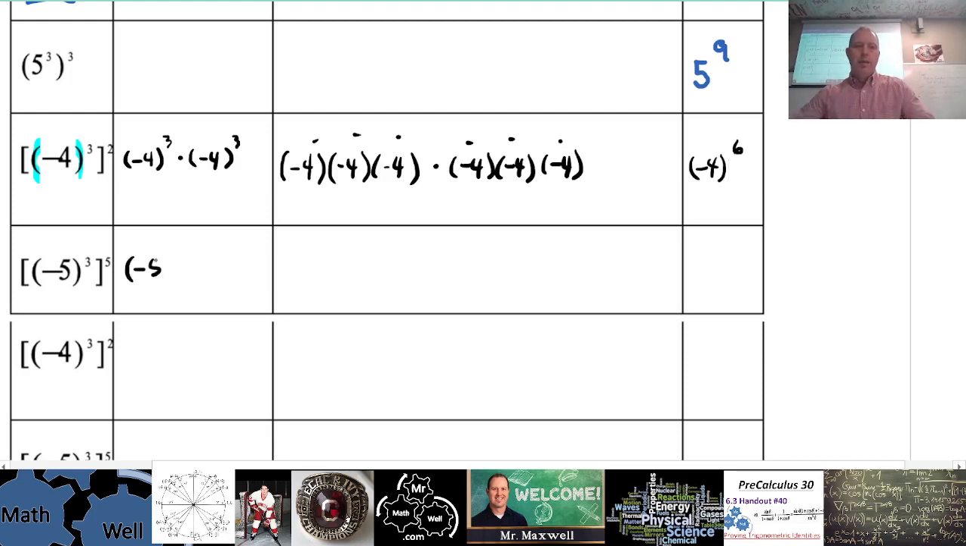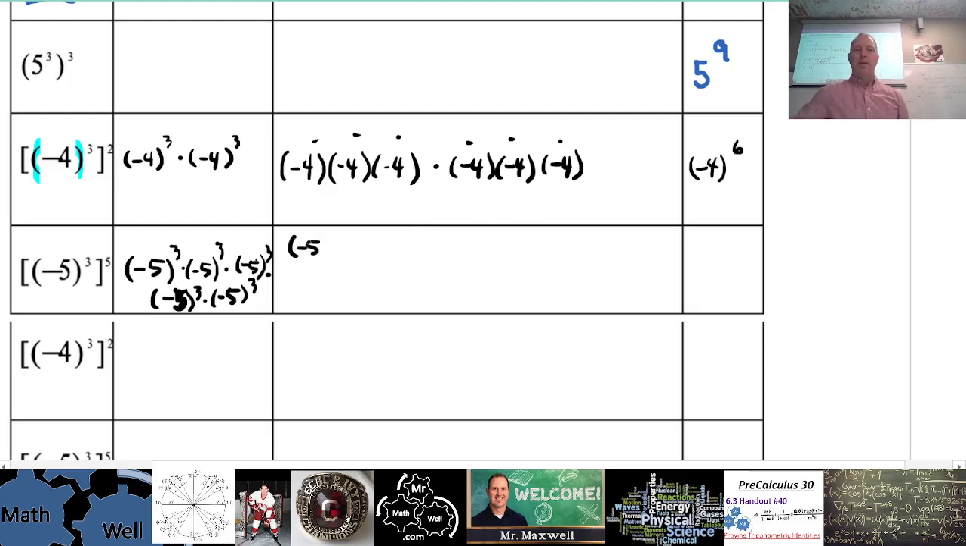Another one, -5 to the power of 3 times -5 to the power of 3 times -5 to the power of 3. I'm going to run out of room. Times -5 to the power of 3. One more time, -5 to the power of 3. Okay, so -5 cubed, we need to multiply that 5 times. So this one's going to be a long one, but let's write it out here, and then we'll maybe skip the next one.